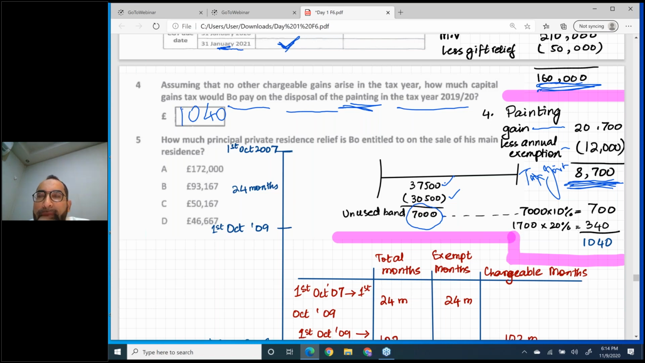Got it? Got it. Little more effort is needed.